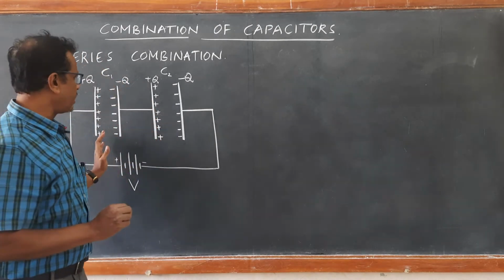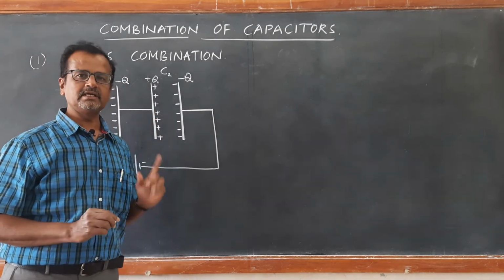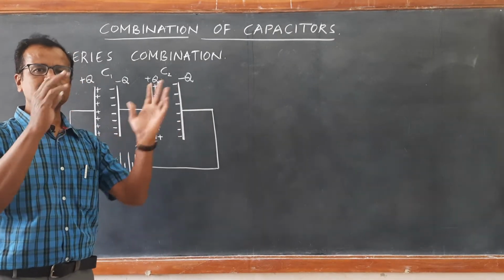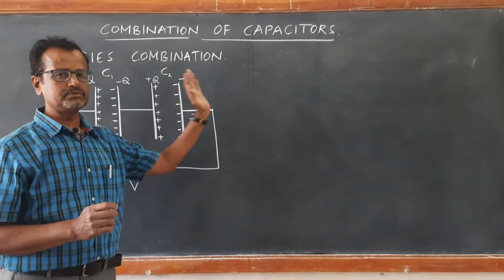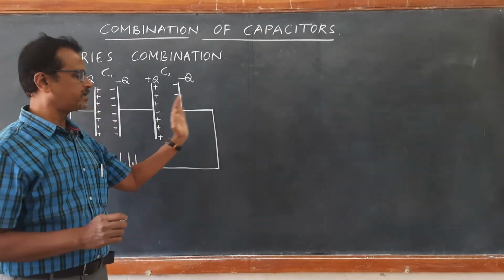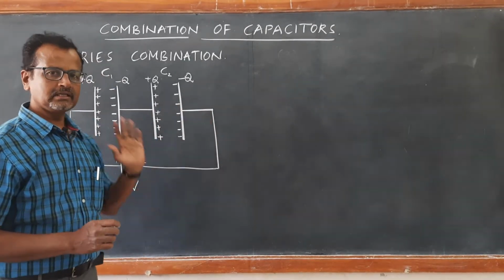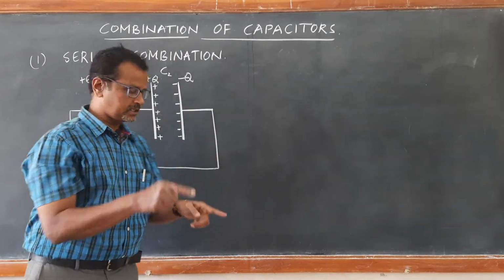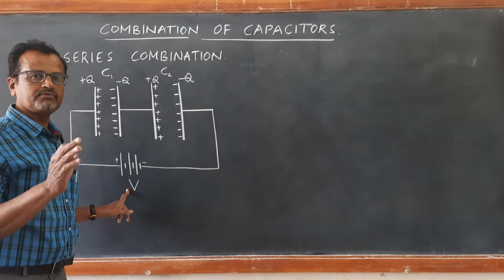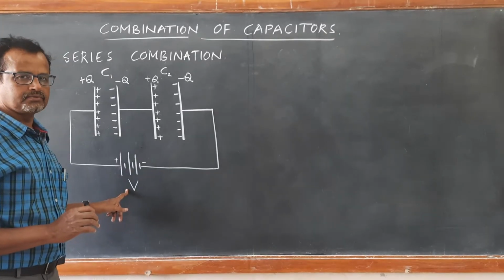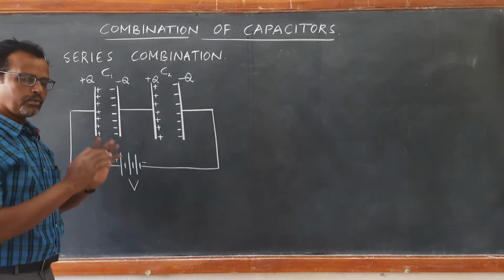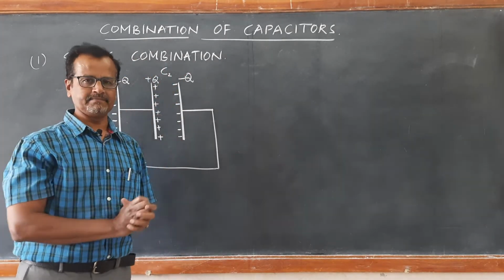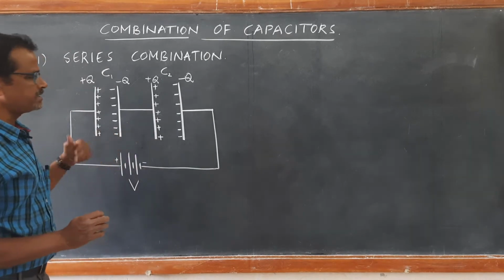I have taken only two capacitors here connected in series. If you take as many capacitors as possible, C1, C2, C3, C4, connected in this fashion in series, and the entire combination is connected to a source of voltage, a source of potential difference, then when the charging takes place, the charge on each plate remains the same.